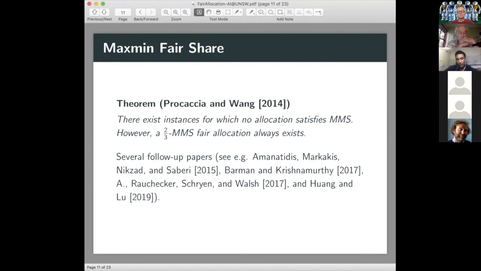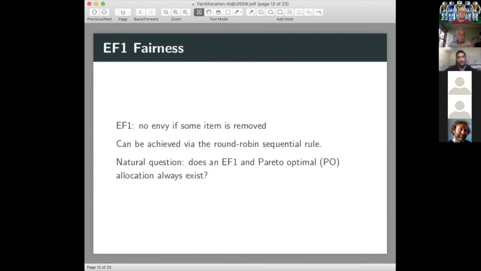Since then, there's a lot of follow-up work on faster, simpler, better approximation algorithms for MMS fairness. People have been trying to generalize the kind of utilities which can be handled, including some of our own work as well. And this is an ongoing stream of work in which people have come up with a nice concept called MMS fairness, and they're trying to find better approximations of this particular concept.